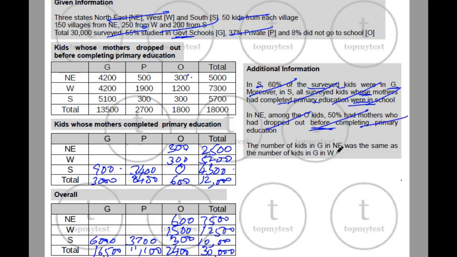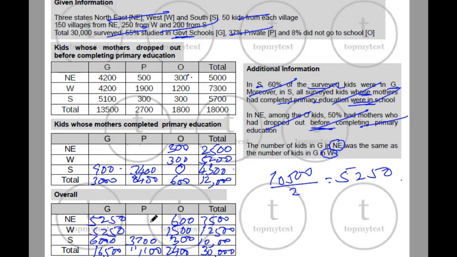Okay, number of kids in G in Northeast was same as the number of kids in G in W. So what it means is that these two numbers are equal. So 16,500 minus 6,000 will be 10,500. Split evenly will be 5,250. So this should be 5,250. This should also be 5,250.